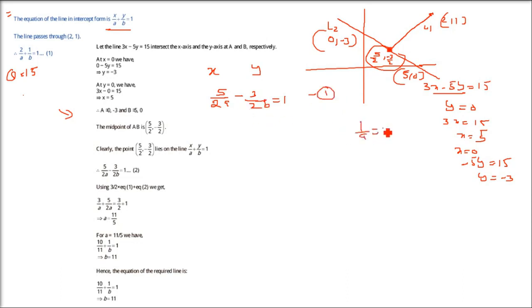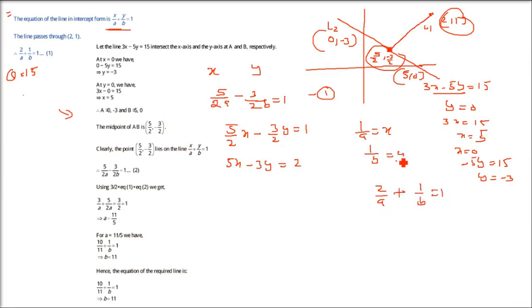So you can try to solve it. You can take 1 by a as x, 1 by b as y, just to solve it. You can do it in your way. I'm just saying it will always be a good idea to take this. 5 by 2x minus 3 by 2y equals 1. So multiply both sides by 2: 5x minus 3y equals 2. Now (2, 1) is also lying on this line. The question says a line is passing through (2, 1). Okay, so put this (2, 1) also.